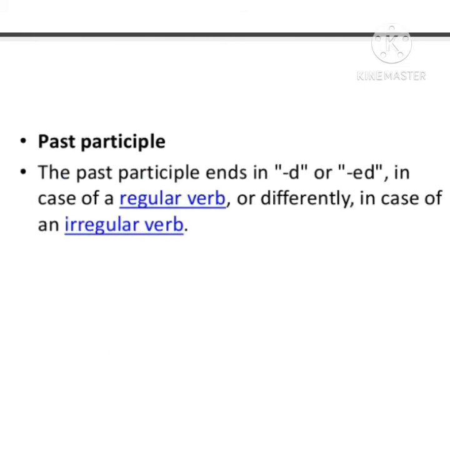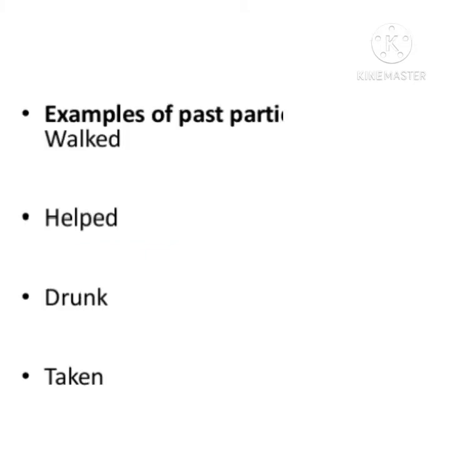Now let's see the past participle. The past participle ends in d or ed in the case of a regular verb, or differently in the case of an irregular verb. Now some examples are given here of past participle. Walked, helped, drunk and taken are examples of past participle.